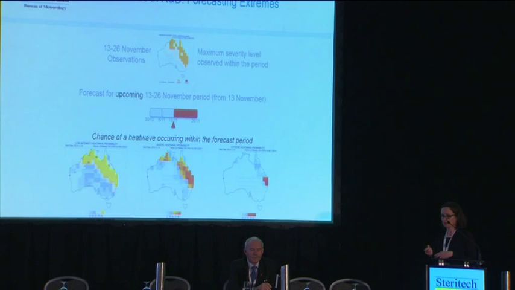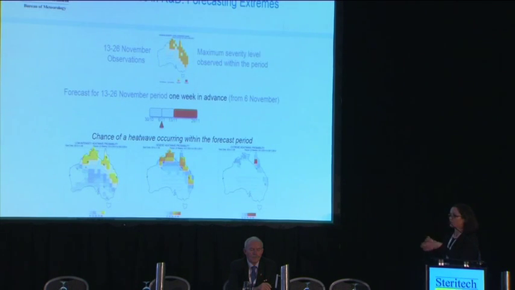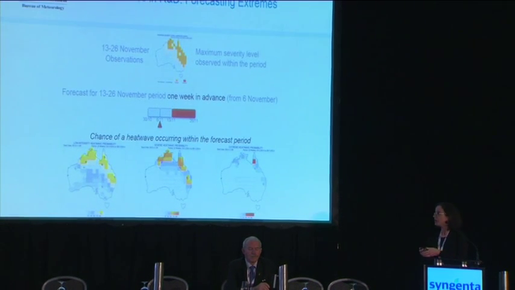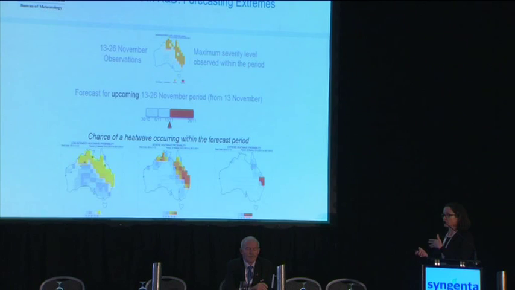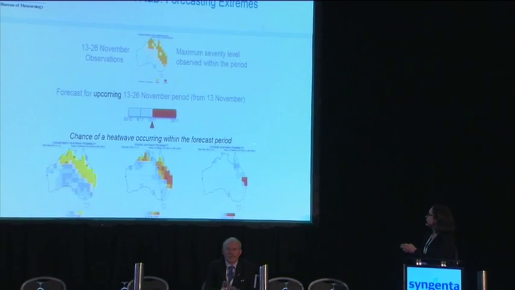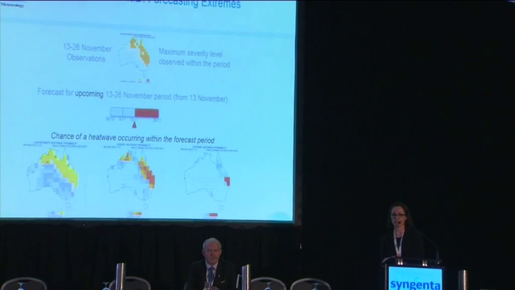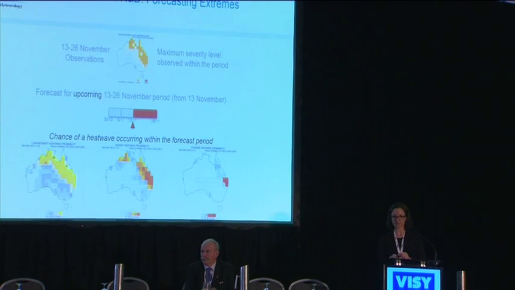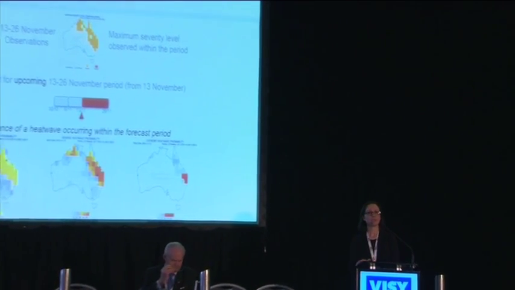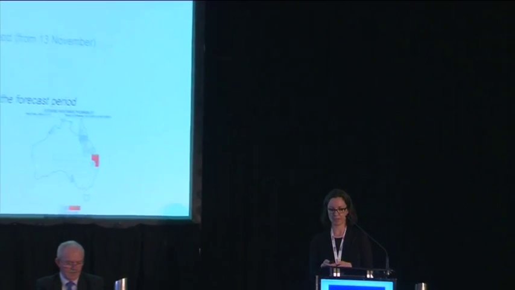And if we come closer in time, 1 week in advance, those probabilities are starting to get stronger, and there's a clearer indication that there's an upcoming heat wave. And then again, for the actual time before the heat wave, some of the models are even suggesting that there could have been an extreme heat wave. So a lot of our research is now focusing on being able to forecast these extreme events.